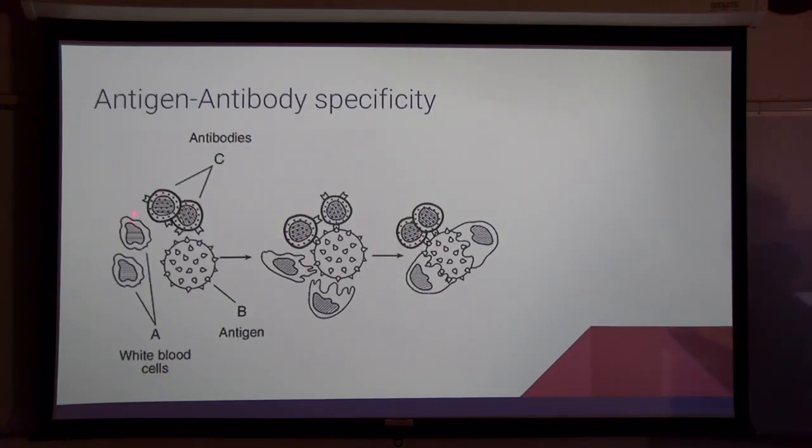So the antibodies are very specific. Antibodies have to match up with the antigen. The same way we saw enzyme and substrate are specific, antigens and antibodies are also specific. So antibodies will help to destroy the antigen, and that will call in also the white blood cells to engulf and take them down.